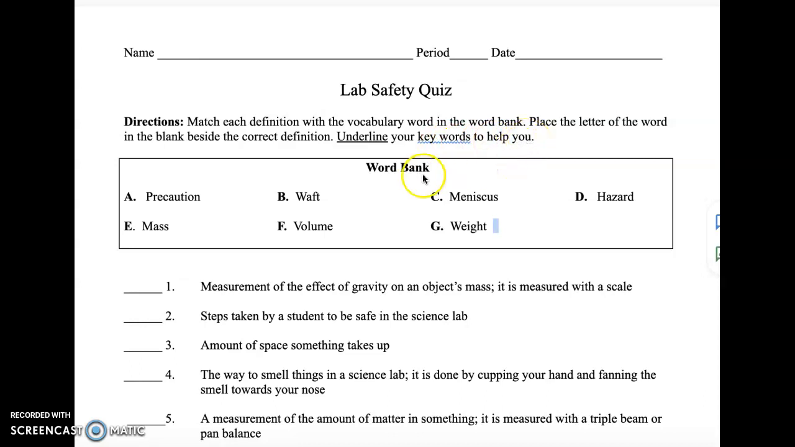I'm going to read the word bank. Word bank. A, precaution. B, waft. C, meniscus. D, hazard. E, mass. F, volume. G, weight.